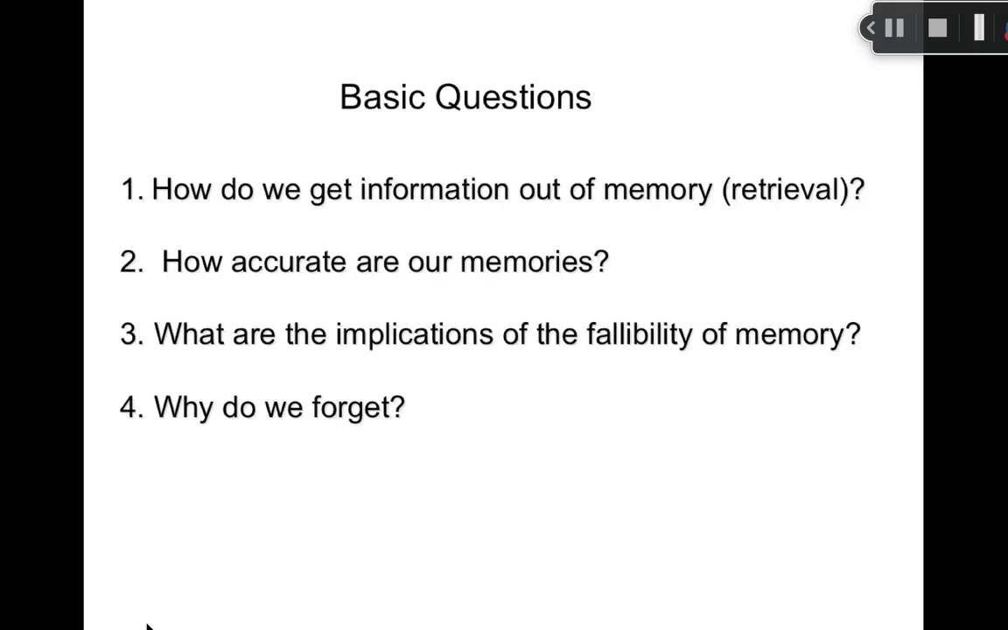All right, memory, lecture 2. Here's what we're going to be looking at in this lecture: how do we get information out of memory, retrieval. So we talked about encoding and storage last time, and now we're going to talk about how do we get stuff back out. How accurate are our memories? What are the implications of the fallibility of memory? And then a couple theories about why we forget.